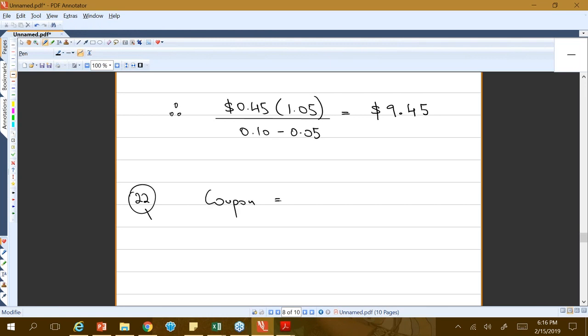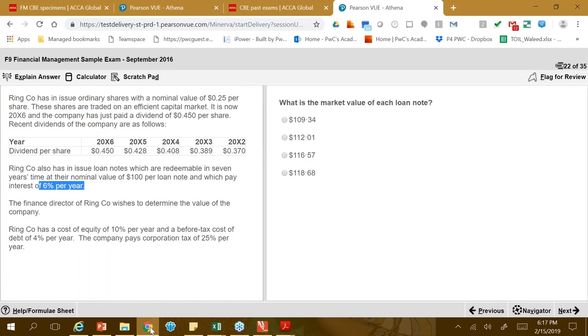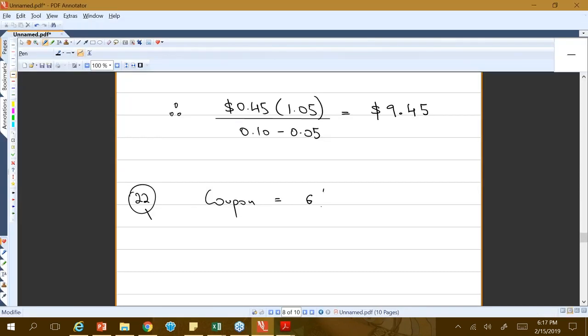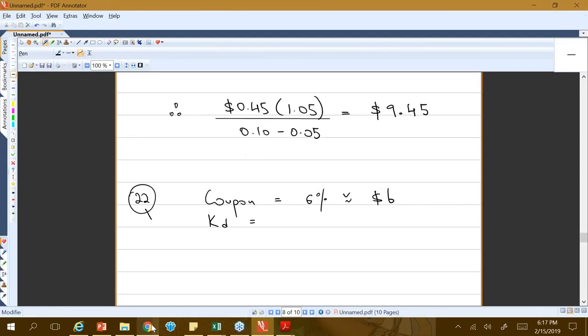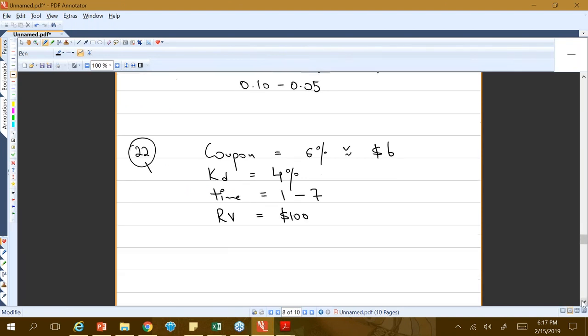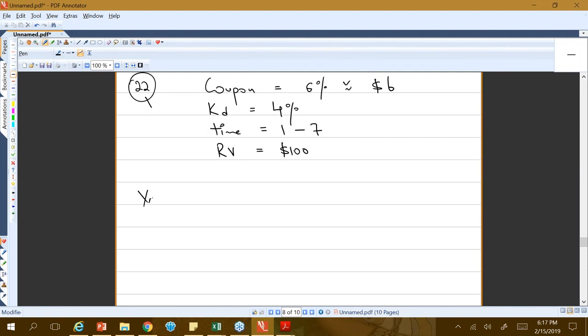So first, thinking of what information is there. Coupon is 6%, which means $6. The KD, the pre-tax cost of debt, is given here as 4%. And the time is 1 to 7. Redemption value is $100, redeemable at nominal value. So let's try and do this. Year, cash flows, discount factor at 4%, and the present value.